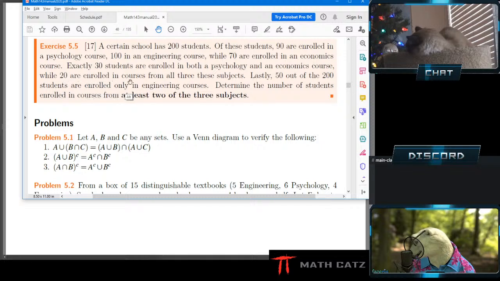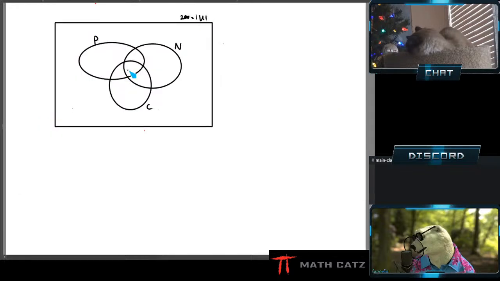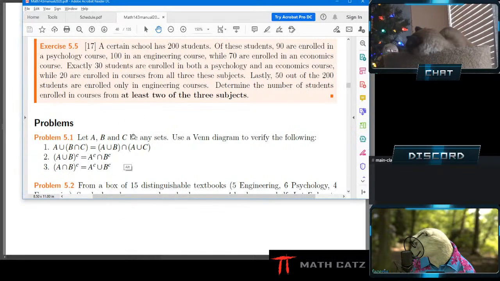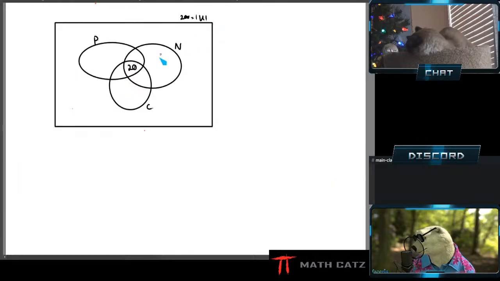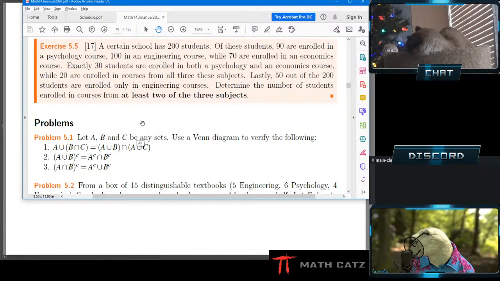20 are enrolled in courses from all 3 subjects. That is something I can put in. 20, all 3 subjects. Okay. I'll keep going. Lastly, 50 out of the 200 students are enrolled only in engineering. Only in engineering. Yeah, I can put that in, sure. That's exactly this one region. Sweet. Is there anything that is unlocked?